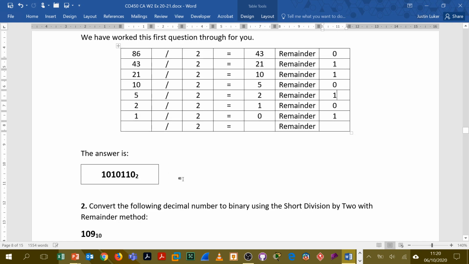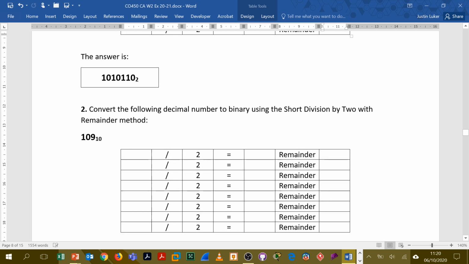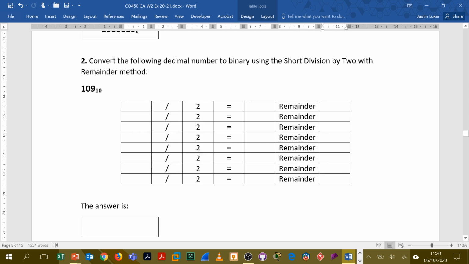And again, we write it out in that way. So let's do this one next. So we've got convert 109. So 109, it's an odd number. So if we divide that by 2, what do we get? So an odd number, we just take 1 away from it. 108 is what we're actually looking to convert. Our remainder here is going to be 1.